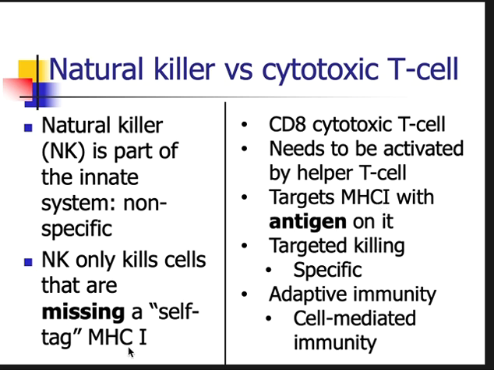Okay, some cancerous cells and some infected cells will miss their MHC1 altogether and they'll be killed by natural killer cells. So only natural killer cells can kill the cells that are missing MHC1, and cytotoxic T cells can only target specific cells that they've been approved to target by the helper T cell. And so they're specific, they're part of the adaptive immune system, and they're part of the cell-mediated branch of the adaptive immune system. So hopefully that helped clarify it.